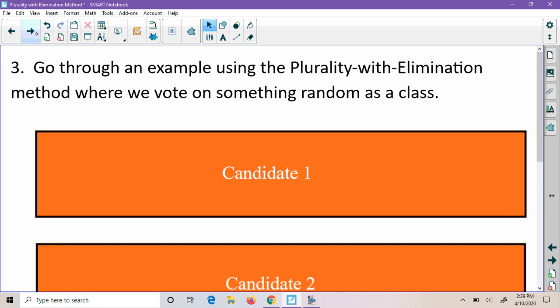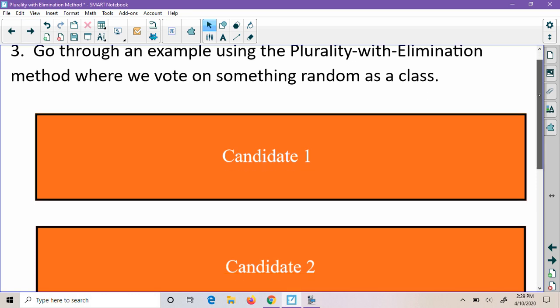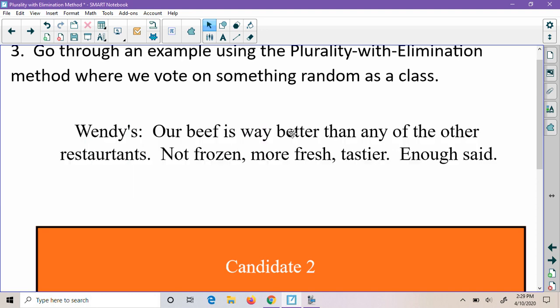So now let's move to number three. Let's go through an example using the plurality with elimination method where we vote on something random as a class. I wish you guys were here and we could really vote about it, but you're not. So I just made some votes up. Anyways, today's voting is the best fast food joint to go to during rock hour to pick up a quick meal for lunch. Here are the candidates.